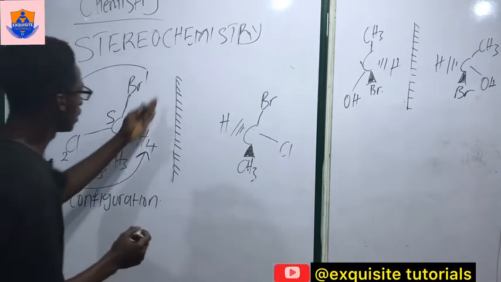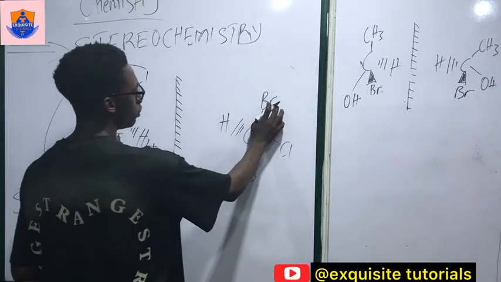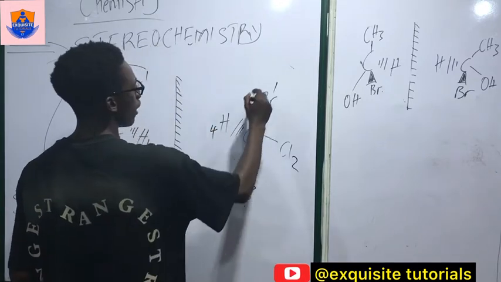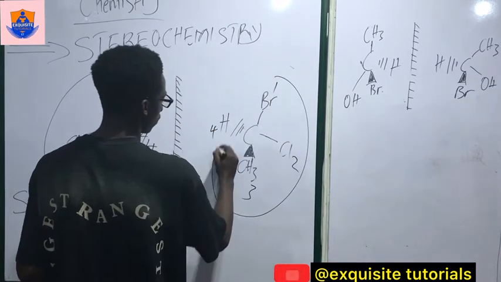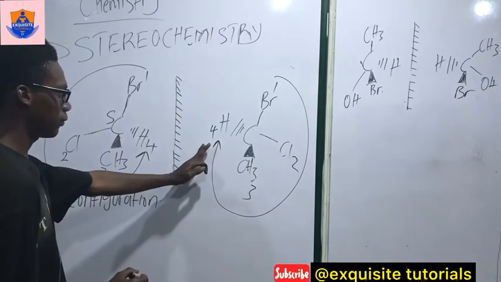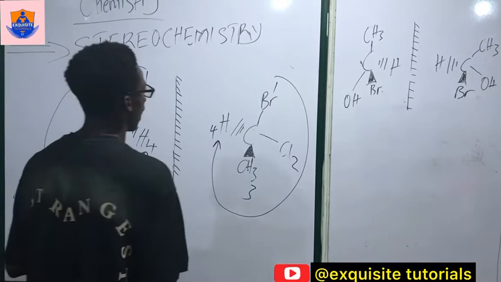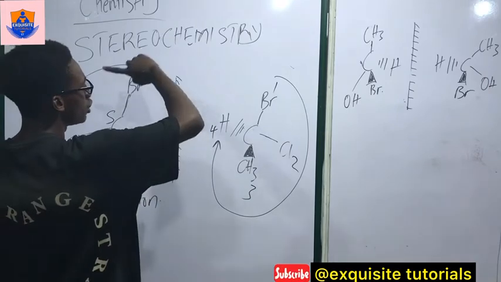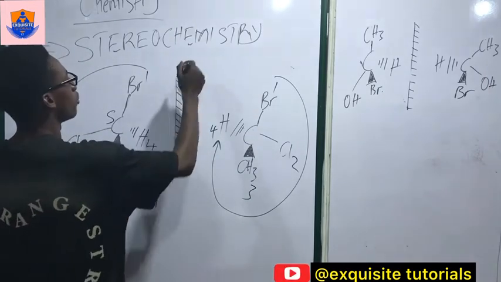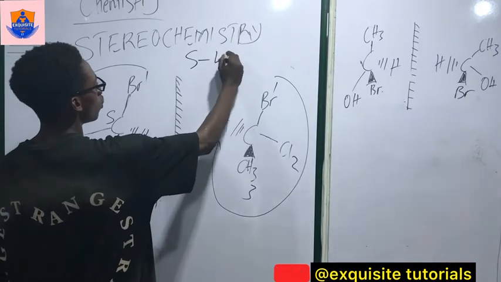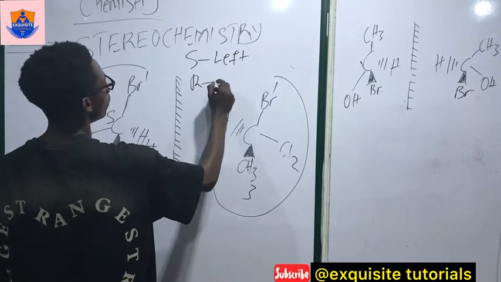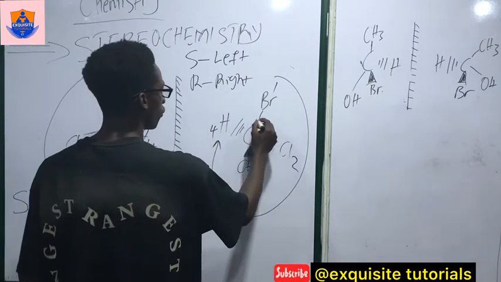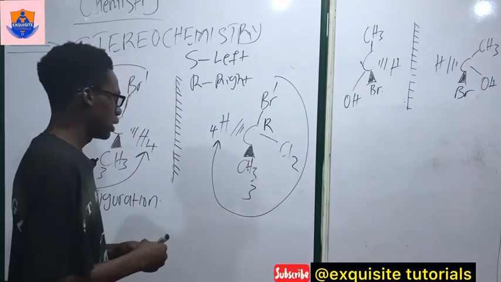So now let's take a look at this display here. We have bromine as the highest, so we have it as 1, then 2, 3, and 4. So we have it like this. Now I said if the direction is anti-clockwise, it is S. Therefore, if it is clockwise, it is R. So we have S as the left turn, then R as the right turn. So now this is an R configured carbon. Let's take a look at this other one.